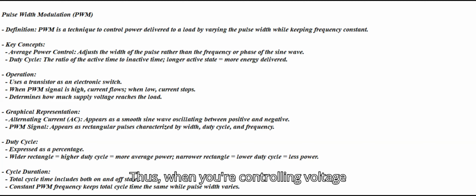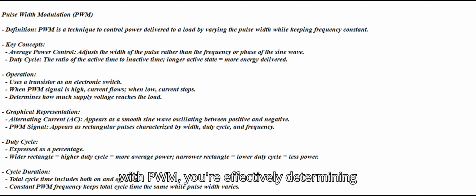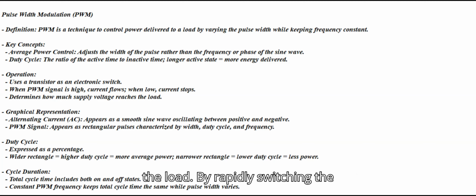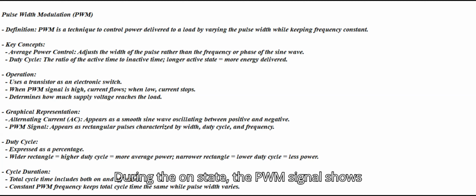Thus, when you're controlling voltage with PWM, you're effectively determining how much of the supply voltage reaches the load. By rapidly switching the transistor on and off, the average voltage experienced by the load can be adjusted. For example, a 50% duty cycle means the load receives power half the time, resulting in a lower average voltage. The inactive state refers to when the transistor is off and no current flows, which corresponds to zero voltage on the y-axis of a graph. During the on state, the PWM signal shows pulses above the x-axis, and the width of these pulses determines the average power delivered to the load.